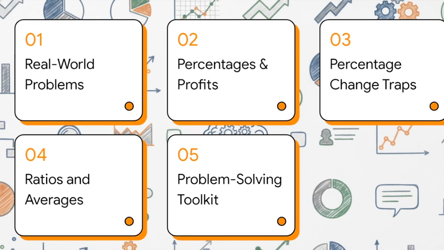So, here is our game plan for today. We're going to start by really defining what real-world problem-solving actually looks like. Then we'll tackle a business budget to absolutely master percentages, learn how to dodge those sneaky percentage change traps, and break down a classroom scenario using ratios. Finally, we'll pack all of these triumphs into your ultimate problem-solving toolkit.